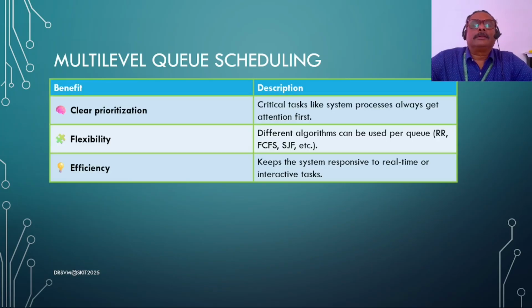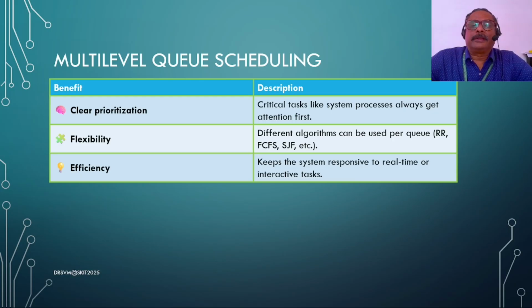So if you look at the positive part of working with multi-level queue scheduling, we have very clear prioritization. The critical tasks like system processes always get first attention. Then flexibility, so different algorithms can be used per queue. It may be round robin, it may be first come first serve, it may be shortest job first, etc. Different queues can have different algorithms, not necessarily that all the jobs in the system should work with only a particular scheduling algorithm, and so on.